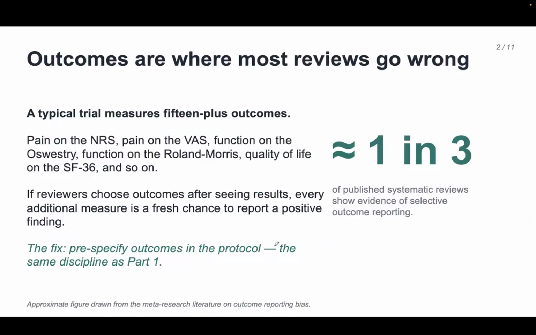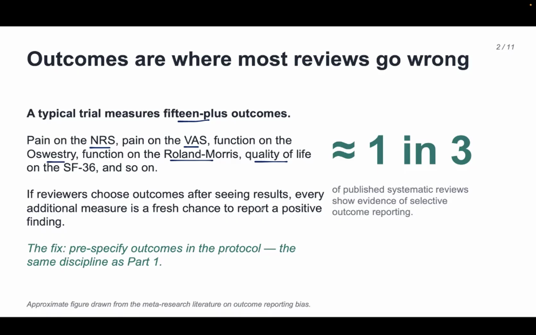Here is why outcomes deserve their own video. A typical trial of yoga for low back pain might measure 15 different things. It could be pain on a numerical rating scale, pain on a visual analog scale, function on Oswestry, function on Roland Morris, or quality of life on SF36. And the list goes on and on. That is 15 chances for a reviewer to find a positive result if they are allowed to pick the outcome after looking at the data.